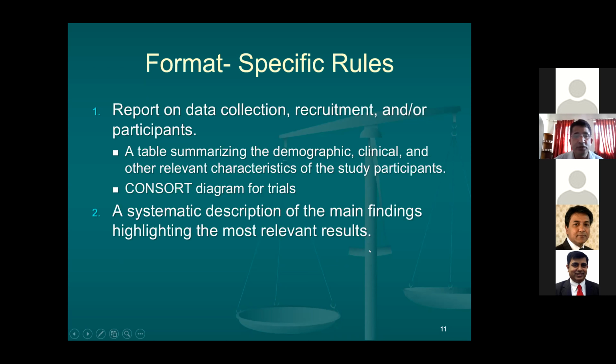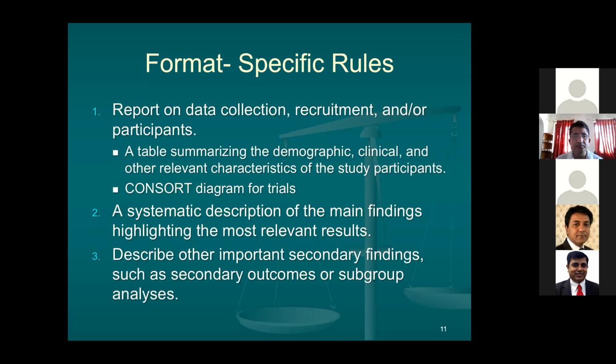And next, we do a systematic description of the main findings, highlighting the most relevant results. It is not important to report everything you found during the process of your research. No, it's not necessary. It should revolve around what your objective was, what your research question was, and then systematically describe those main findings, highlighting the most relevant results. And the third part is to describe other important secondary findings, such as secondary outcomes or subgroup analysis.